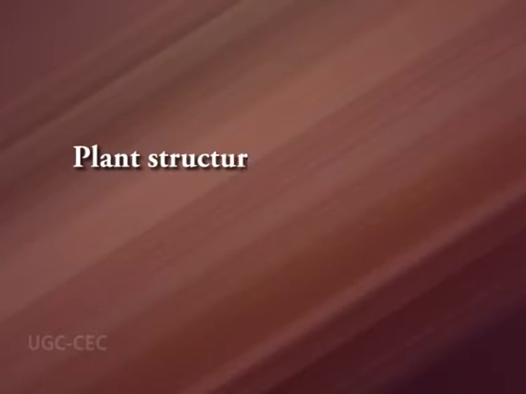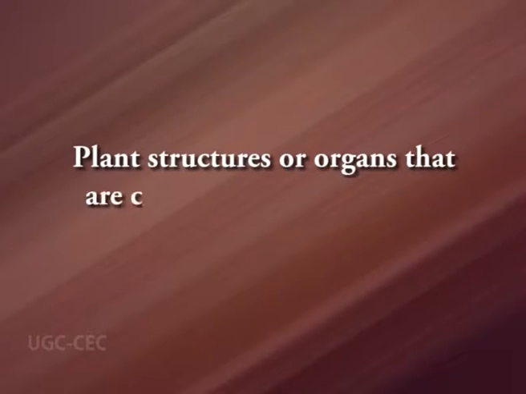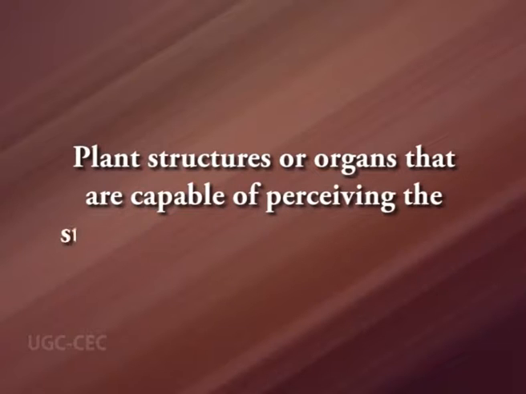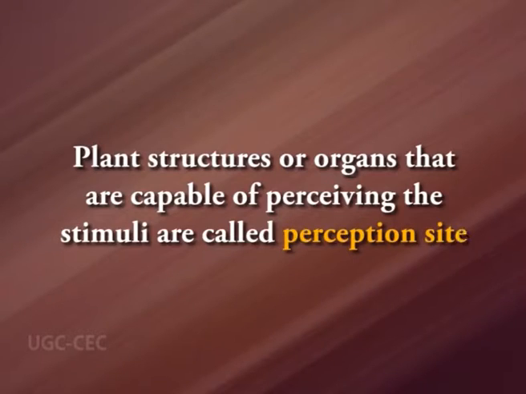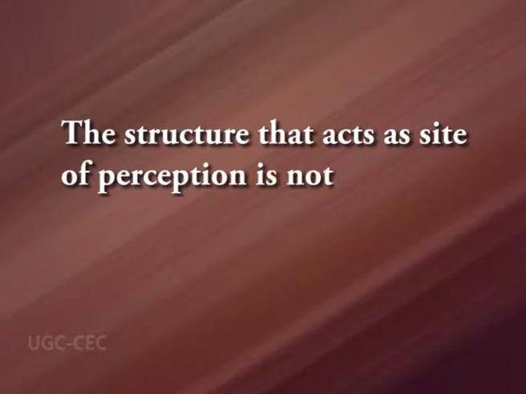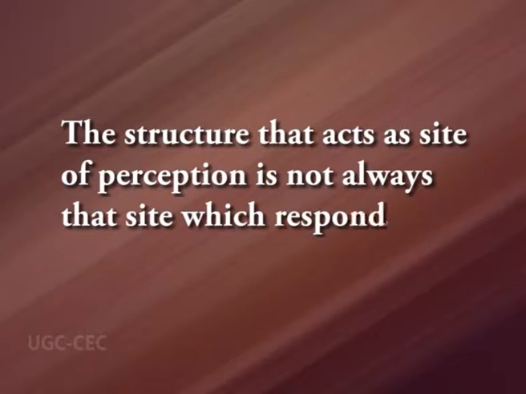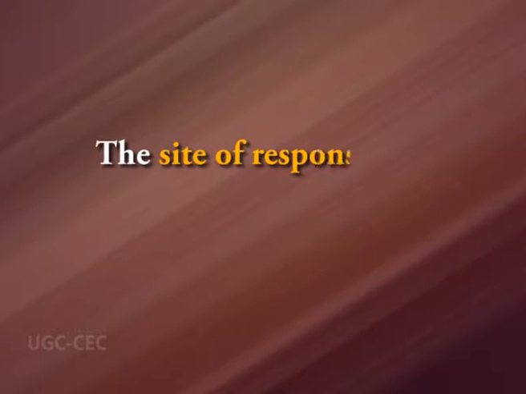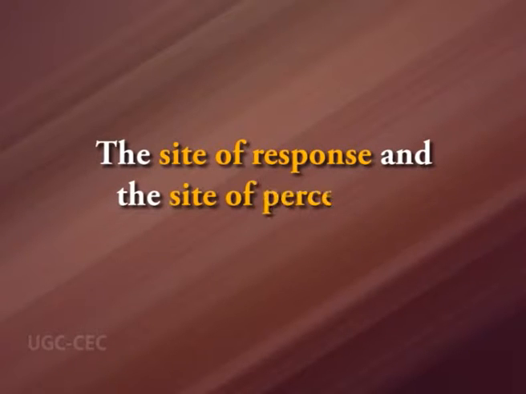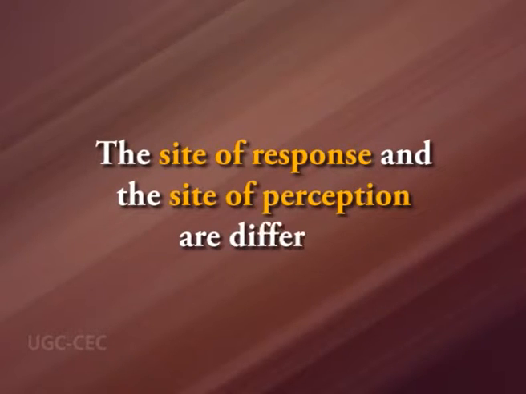All the parts of a plant do not act as the site of perception to the stimulus. It's the plant structures or organs that are capable of perceiving the stimulus. They are called perception sites. The structure that acts as the site of perception is not always that site which responds to the movement. In fact, we have seen in many cases the site of response and the site of perception are quite different.